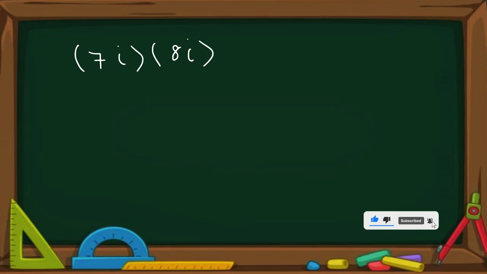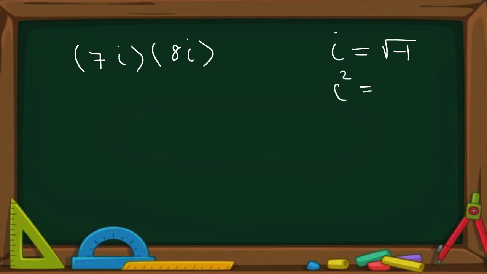In this video, we're going to multiply complex numbers. So what is 7i multiplied by 8i? What does that equal? First, make sure you know that i is equal to the square root of -1 and i squared is equal to -1. So those are some important things to know.